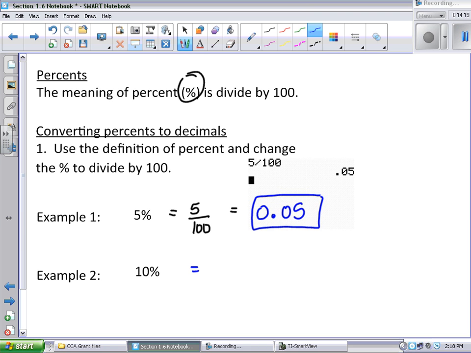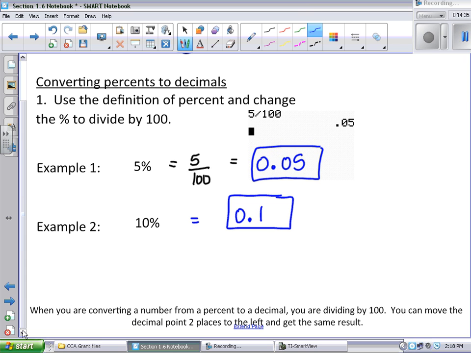In example 2, it says 10%. If I do 10 divided by 100 on my calculator, I will get 0.1. Okay, so there is the percent written as a decimal. Now, if you note on these, what we've done is we're dividing by 100. When you divide by 100, it means you can move the decimal point 2 places to the left. Is that what we've done here? Yes. Think about 10%. It really means 10.0. We moved it past the 0, past the 1, and there was our new decimal point. Okay, so 0.1.